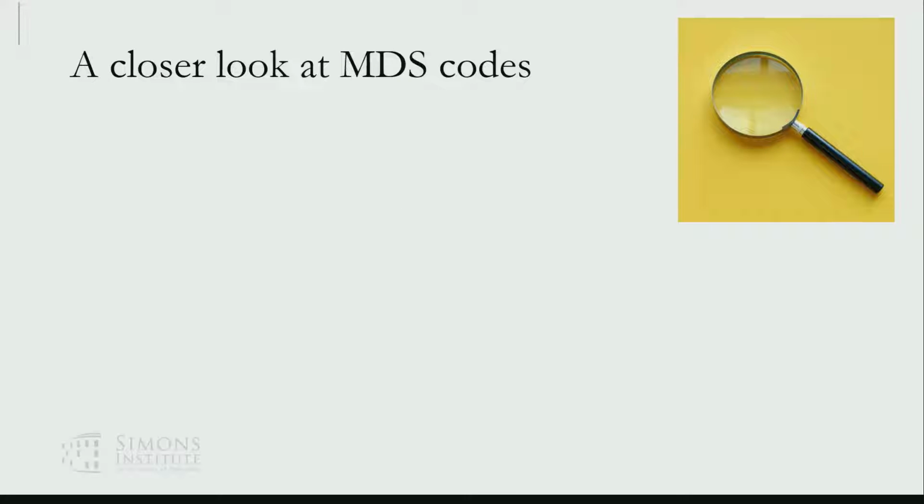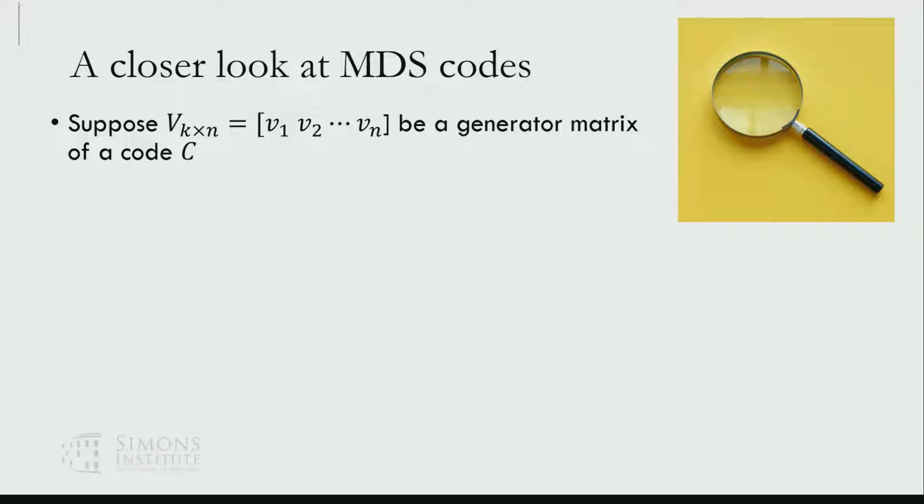Okay, so let's take a closer look at MDS codes. So let's say V is the generator matrix. So it's a k by n matrix, and the columns are these vectors v1 to vn, which are k-dimensional vectors. And if I give you a subset A of the columns, define V_A to be the span of the column vectors indexed by A. Okay, so it's a subspace of F^k.